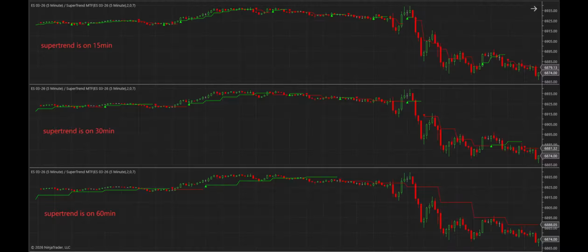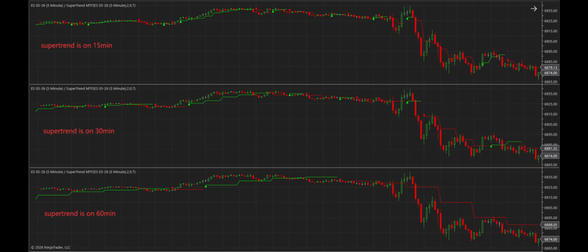Market structure and price action overview. The chart shows ES price action transitioning from consolidation near the 69.20 to 69.35 area into a sharp bearish breakdown, ultimately reaching the 66.70s. Candle structure expands significantly on the downside, implying increased volatility and strong selling pressure. The move unfolds in 3 distinct phases. Pre-breakdown consolidation. Impulse breakdown and trend flip. Post-breakdown consolidation and pullback. Each phase reveals how the MTF SuperTrend behaves across time frames.